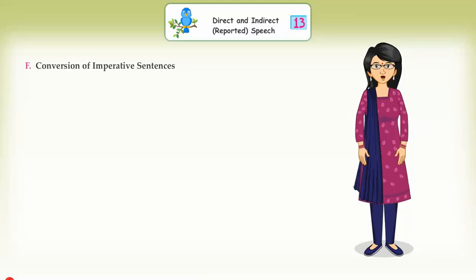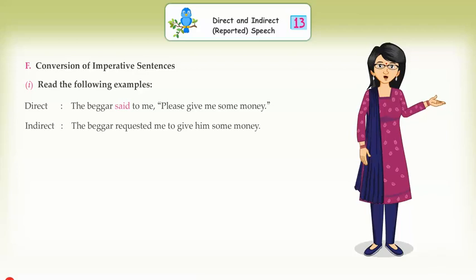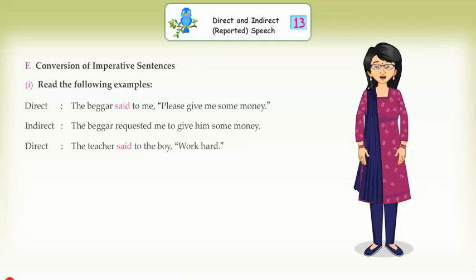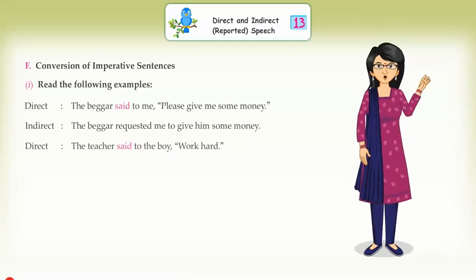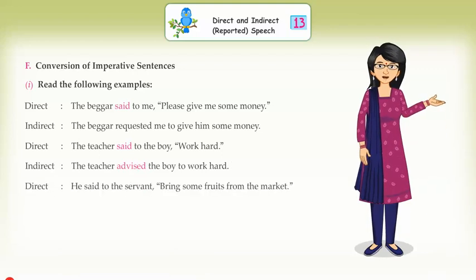F. Conversion of imperative sentences. 1. Read the following examples. Direct, the beggar said to me, please give me some money. Indirect, the beggar requested me to give him some money. Direct, the teacher said to the boy, work hard. Indirect, the teacher advised the boy to work hard.